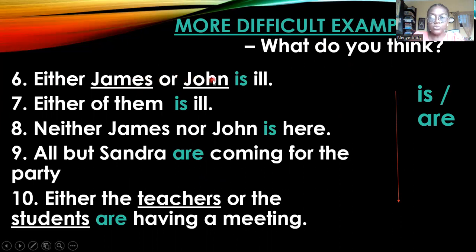Either James or John is ill. Why? After all, they've mentioned James and John, but there's no and here. We put the word either or, meaning if James is ill, John is not ill. So one person, only one person is ill. That's what this sentence means. So either James or John is ill. Either of them is ill. Neither James nor John is here. The same thing, neither means nothing, remember?